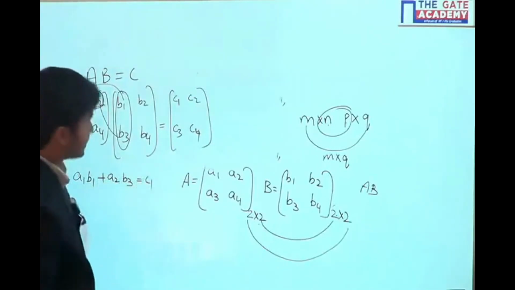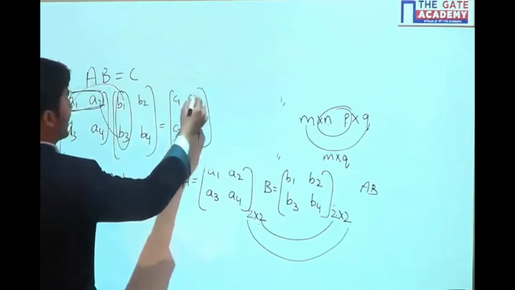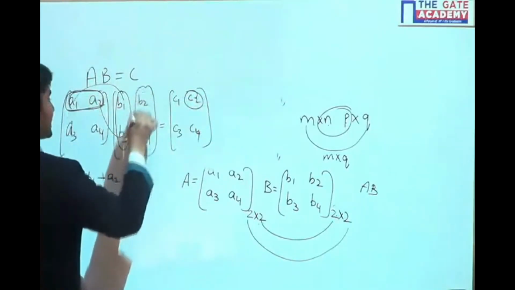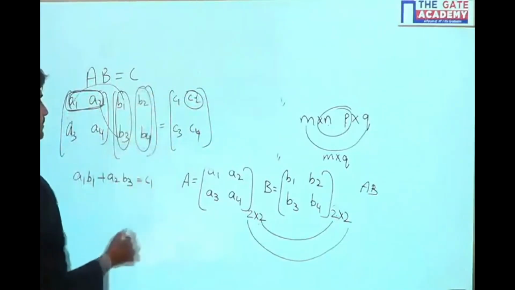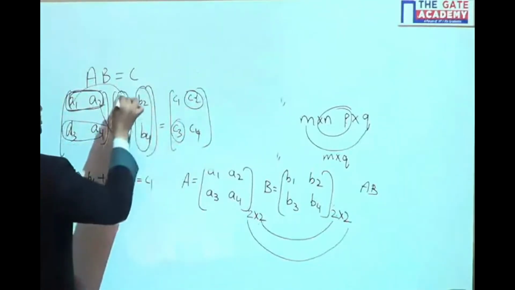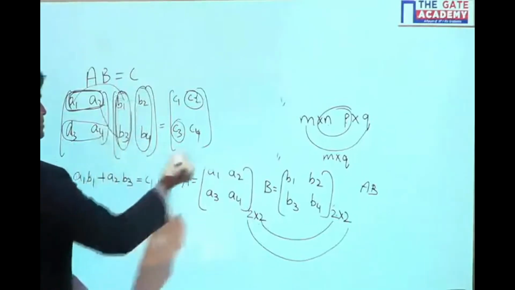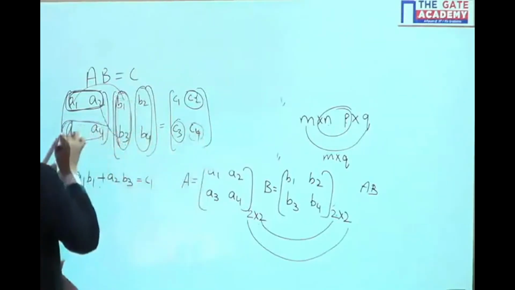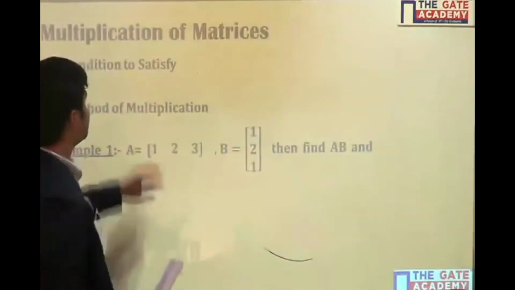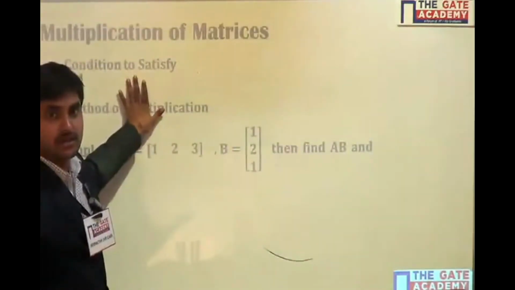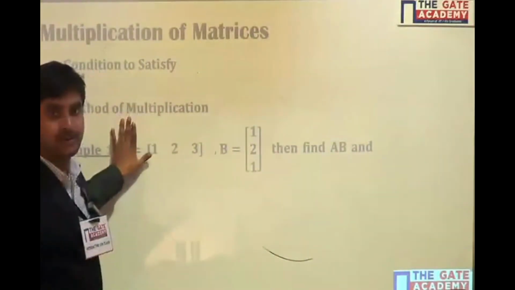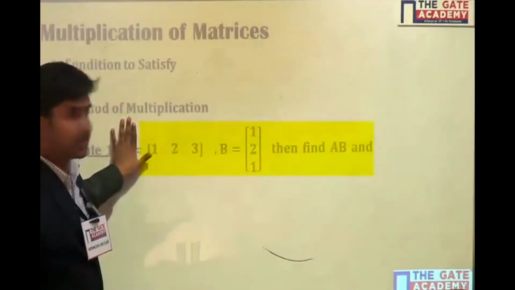Similarly, the value of C2 is going to be the first row with the second column. C3 is going to be the second row and first column, and C4 is going to be the second row and second column. So we have seen the condition that matrices should be conformable, and we have seen the method of multiplication. Let us solve a problem quickly.